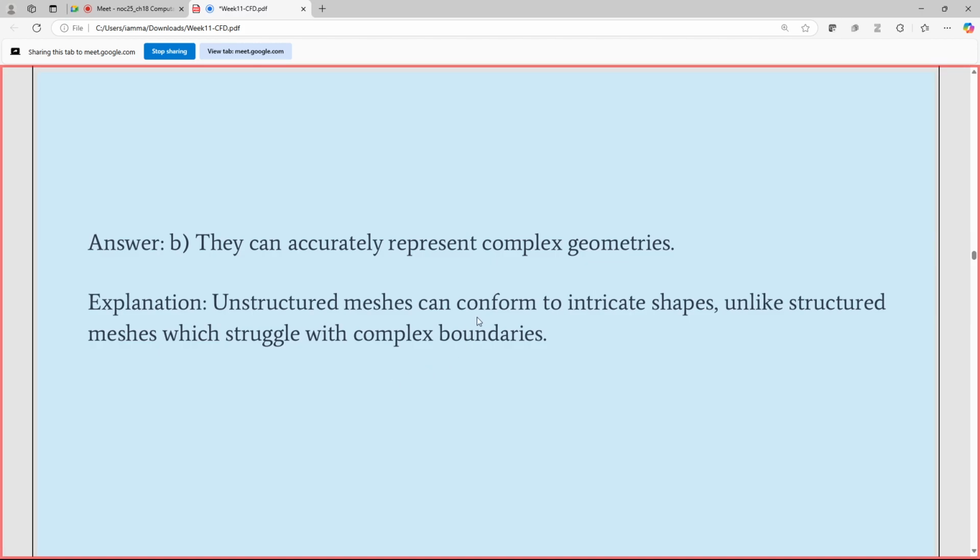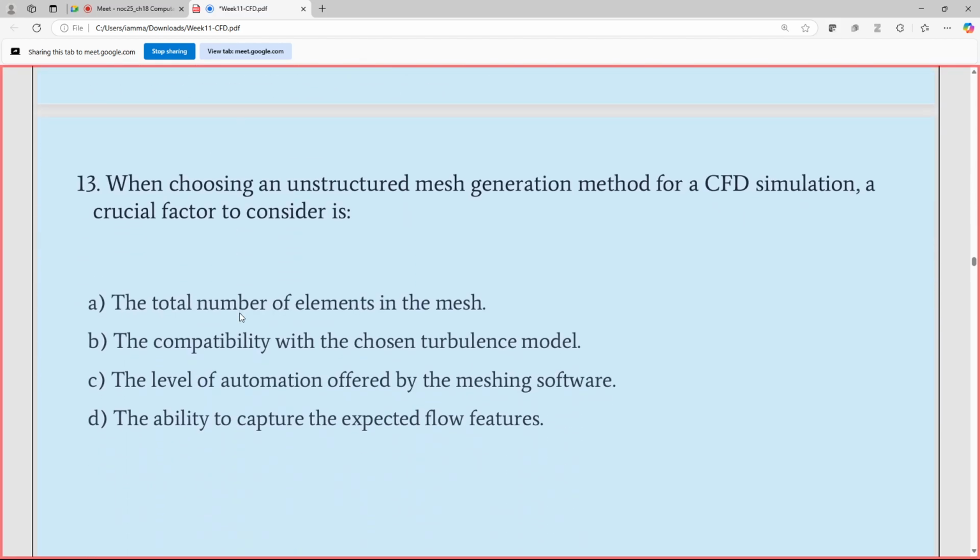because these unstructured meshes can conform to intricate shapes, while structured meshes will struggle to conform to complex boundaries. You will have to give prism layers or other growth factors, cell growth factor and similar things to capture complex boundaries for structured meshes. Moving on to the next question.